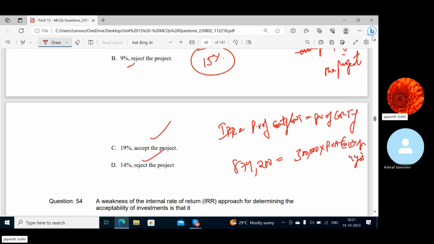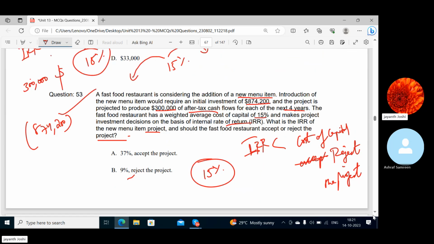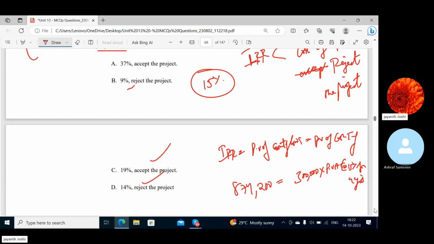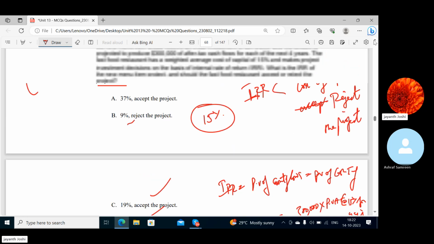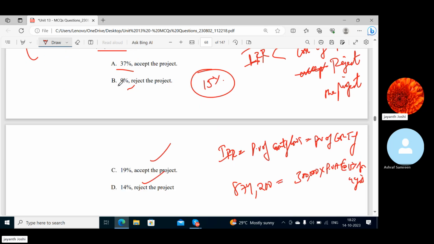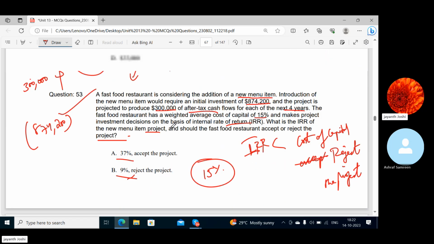What is that? 15%. That's what we have to take, right? That is your cost of capital, but we are taking into consideration IRR, right? So the fast food restaurant should accept or reject the project. So they are saying accept, reject, accept, reject. So that means these all are IRRs only, right? Because they want to take the decision based on IRR.